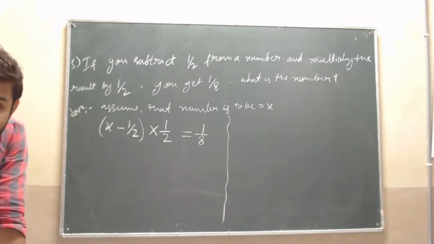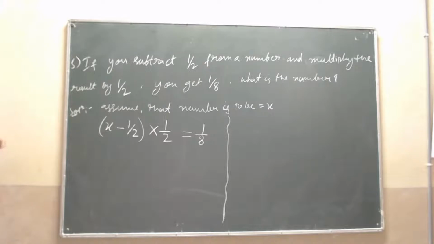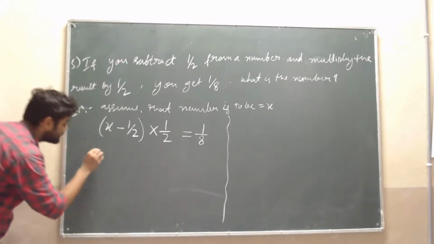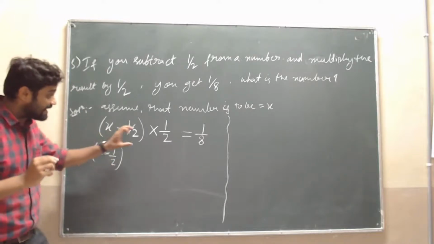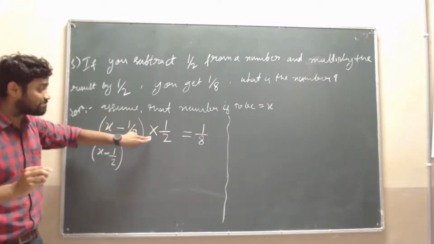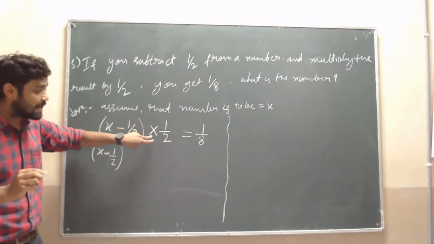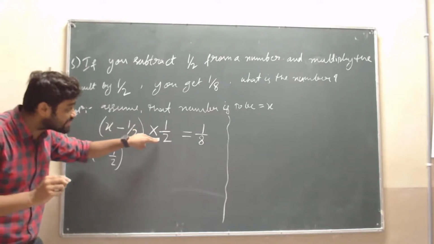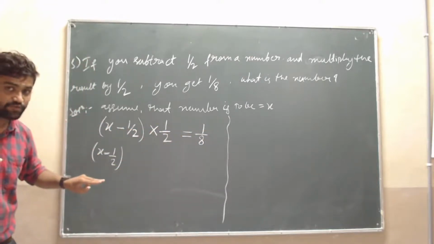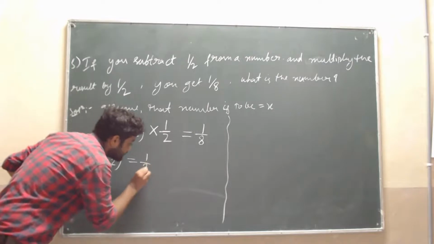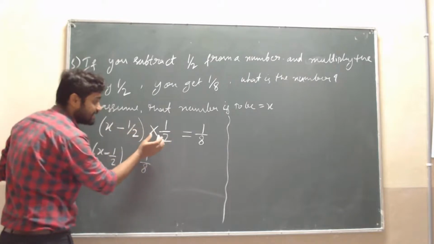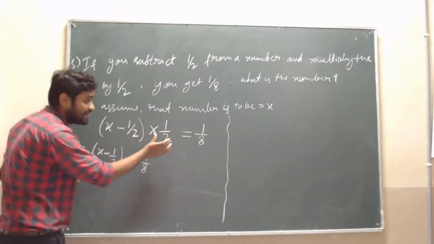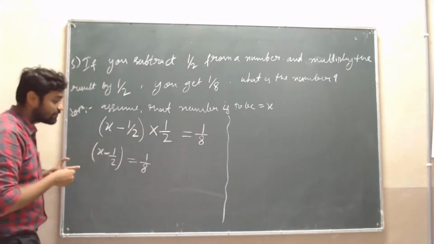Yes, Bharat Raichur directly gave the answer. Let's see what the answer is. So see here, x minus 1 by 2 is here. Then here 1 by 2 is multiplying, that is a multiplication. So I will transpose this 1 by 2 to the RHS. What will it become? See here, 1 by 8.